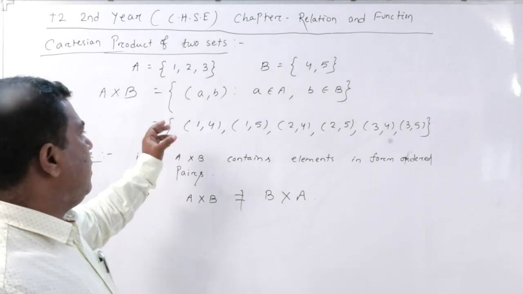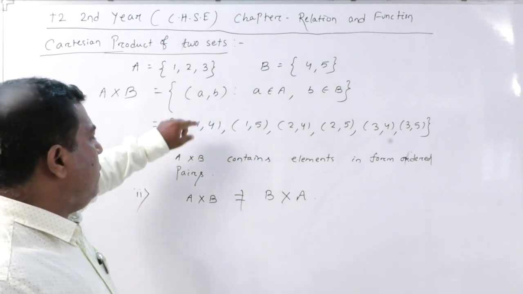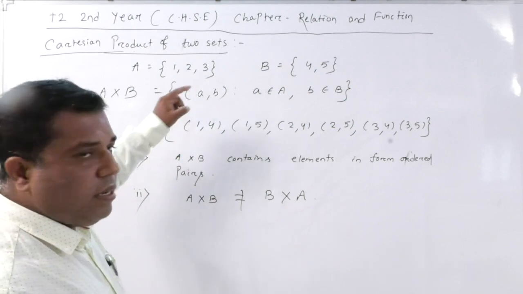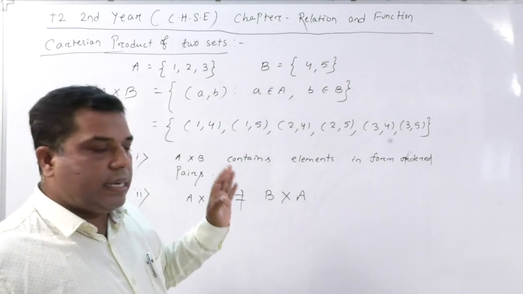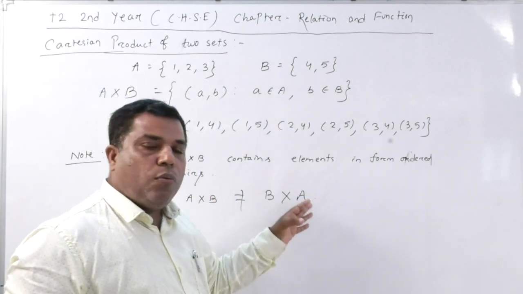In A cross B, the elements are present in the form of pairs, where the first element belongs to the first set and the second element belongs to the second set. And in B cross A, what happened?